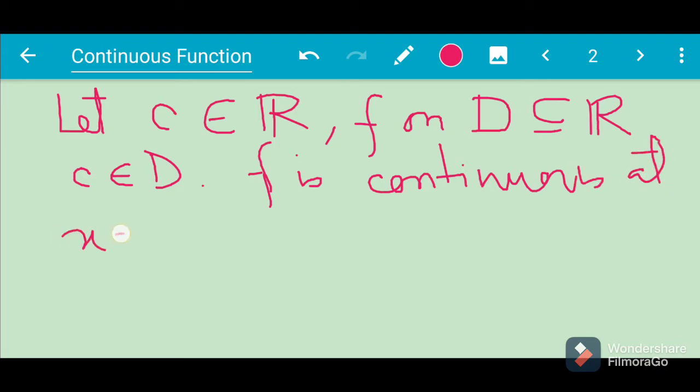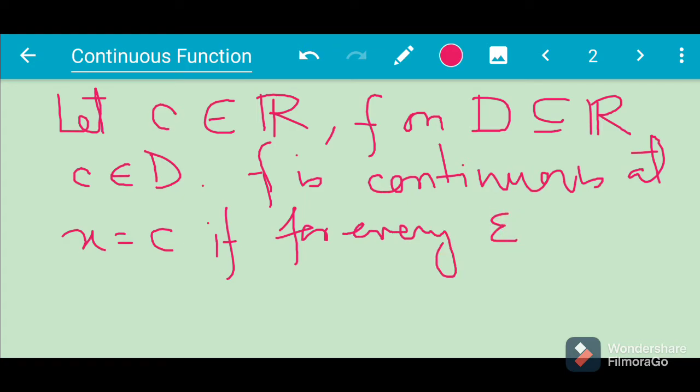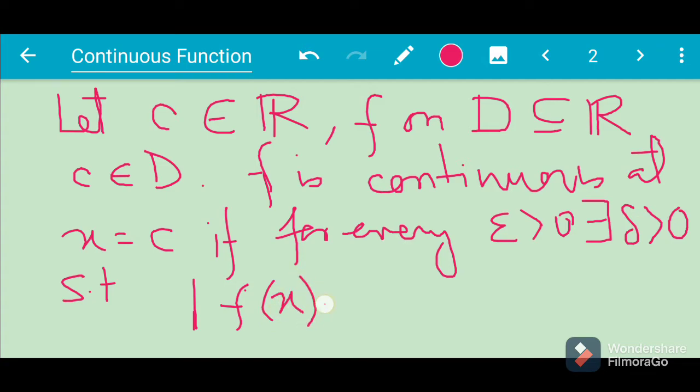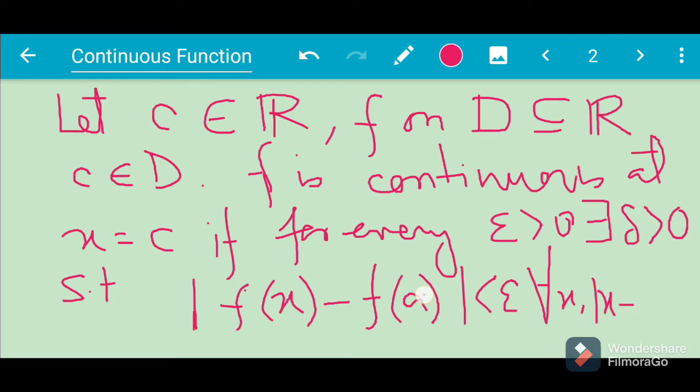at x equal to c if for every epsilon greater than 0 there exists delta greater than 0 such that mod of f(x) minus f(c) is less than epsilon for all x such that mod of x minus c is less than delta.